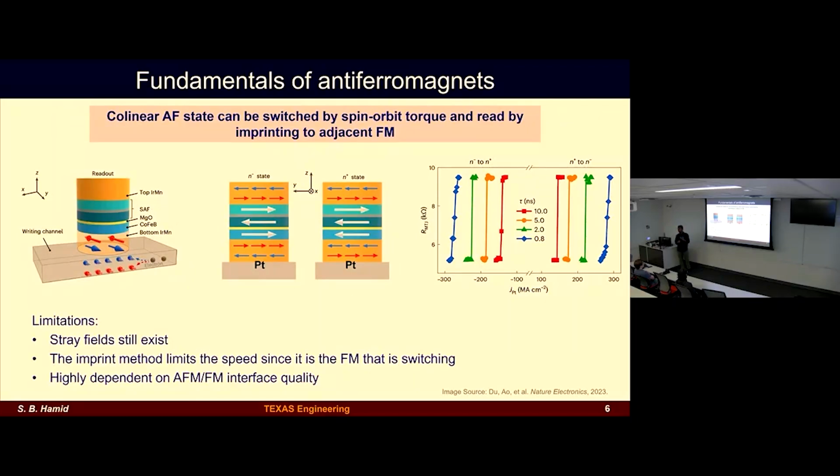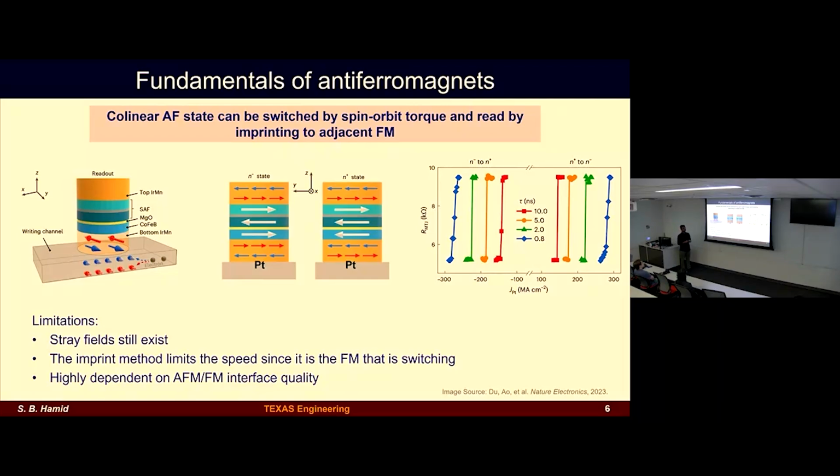But they're not entirely useless. We can still switch them using spin-orbit torque, as shown here. You can see that charge current is passed through a bottom platinum layer, and that can be used to switch this iridium manganese collinear antiferromagnet. And when it is adjacent to a ferromagnet layer, it can imprint its state onto that layer using exchange bias. So you can read out the state of this antiferromagnet effectively using the ferromagnet.